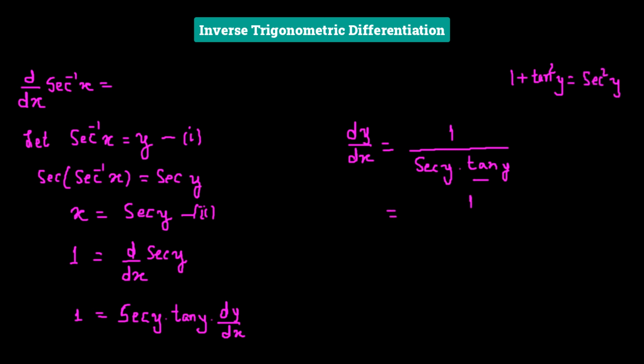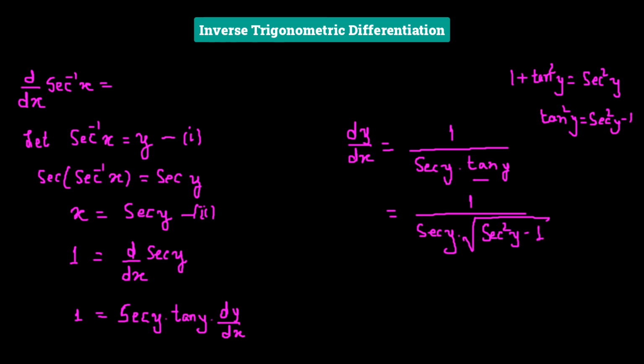So we have 1 over secant of y times, to find tangent of y, we have tangent squared y equals secant squared y minus 1, taking the positive square root, so we're going to get the square root of secant squared y minus 1. So that will be equal to 1 divided by, secant of y we're going to substitute with x, so we have x multiplied by the square root of x squared minus 1.